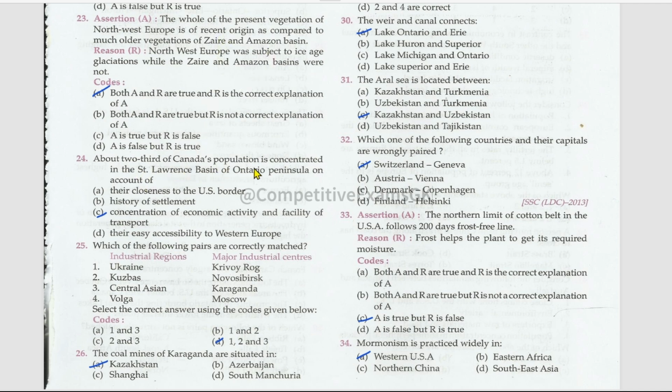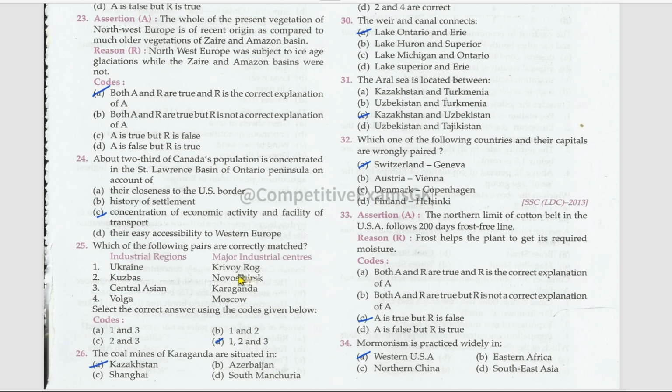About 2/3 of Canada's population is concentrated in the St. Lawrence Basin of Ontario Peninsula on account of concentration of economic activity and facility of transportation. Which of the following pairs are correctly matched? Industrial regions and major industrial centers.